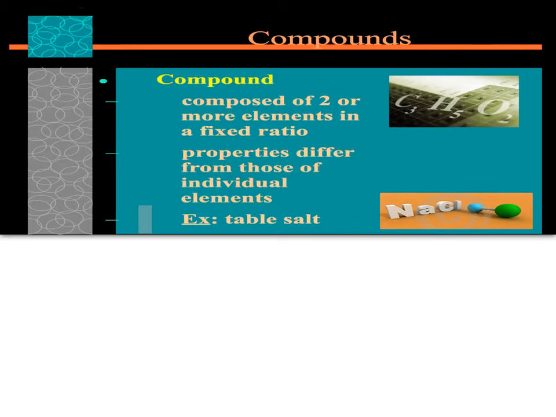For example, in table salt, we have sodium and we have chlorine. Now, table salt is important for your body. We need sodium chloride as a compound to send signals between cells and for our muscles to contract and relax. However, sodium by itself and chlorine by itself are going to be poisonous to your body. They are not going to be substances. You don't want to go and drink any chlorine. You'll get sick.